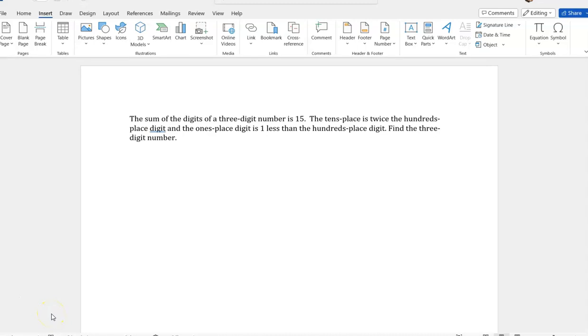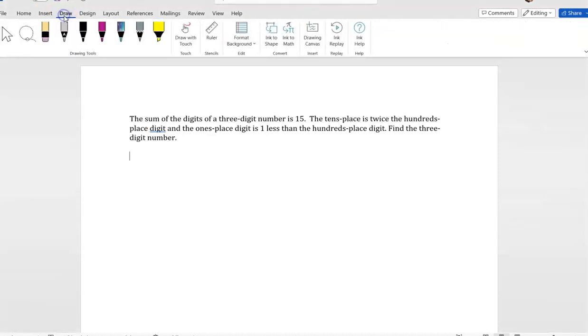So we're told the sum of the digits of a three-digit number is 15. And then we're told some information here. So what are we told here? I'm going to come over here and start highlighting. First, we know that the sum of the digits of a three-digit number is 15, and that the tens place is twice the hundreds, and the ones place is one less than the hundreds.